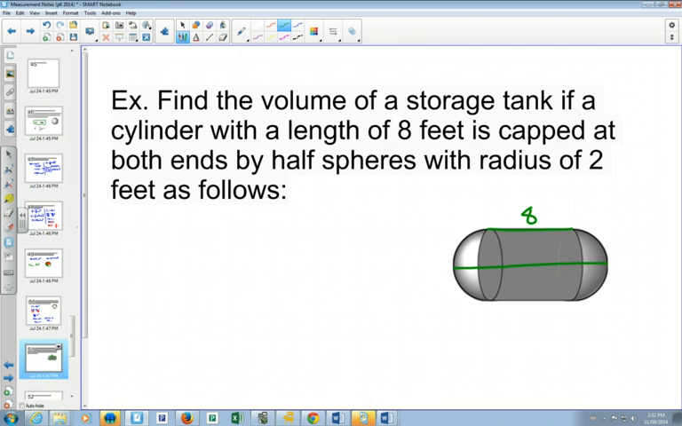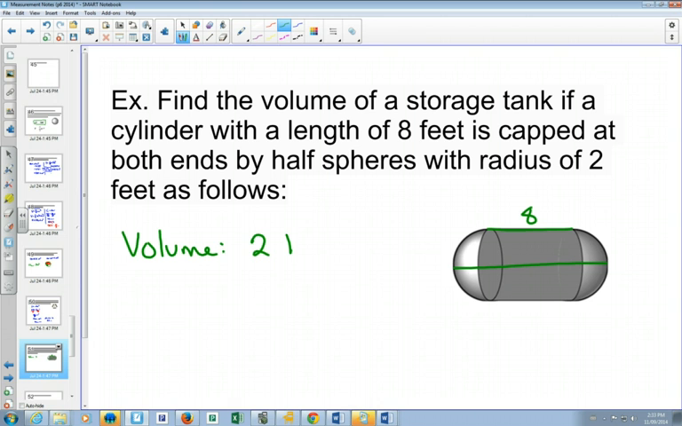How did you figure that out? Because both those hemispheres have a radius of 2. Okay. Now, moving on with this, when we're trying to figure out the volume, let's first list all the shapes that are here. What shapes do we see in this object?